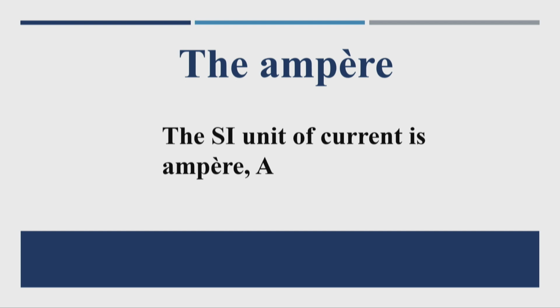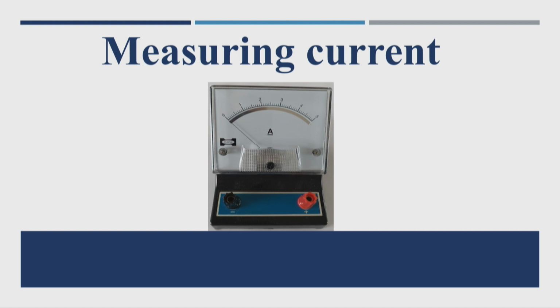The SI unit of electric current is the ampere. This unit has been named after the famous French scientist André-Marie Ampère. The symbol used to represent the ampere is capital letter A. To measure current, we use an ammeter. The diagram shows an analog ammeter. Digital ammeters are also available.